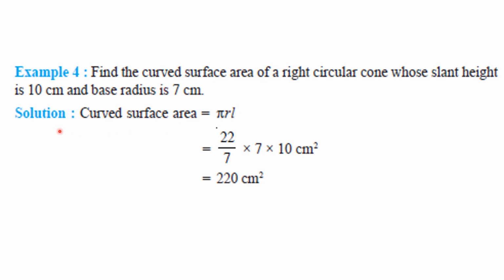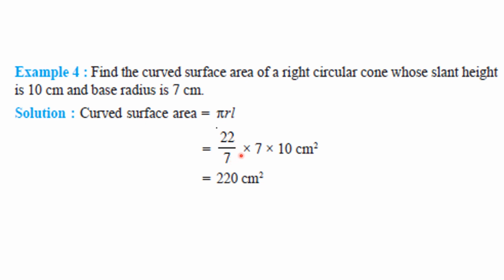Now come to the solution part. What is the formula to find curved surface area of a right circular cone? Yes, pi r L. Do you remember this formula, my children? That is equal to, previously we have discussed, pi means 22/7. This is an approximate value, not exact value. Don't be confused here, my children. Only for our convenience, for easier calculation, we are taking pi value as 22/7. It is not the exact value.